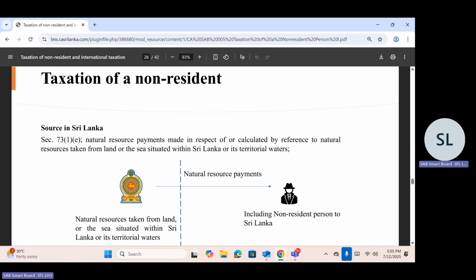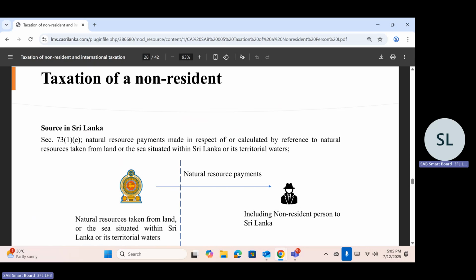For example, say a foreigner comes to Sri Lanka and goes to the casino club. They win a prize, right? That's a Marina casino club area. But the game of chance happens in Sri Lanka. Therefore, it shall be considered as a source in Sri Lanka to that particular non-resident.